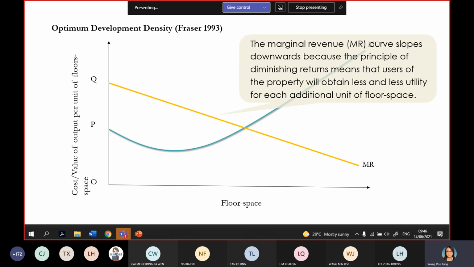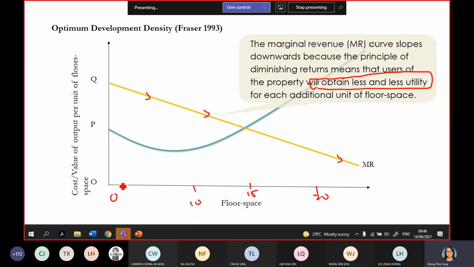Okay. And another one is the revenue, MR. The curve is sloped downward. Can you see? Slope downward. So here 0, 10, 15, 20. Due to the principle of diminishing returns, the user of the property will obtain less and less utility. Okay, so meaning to say that the higher you build, the less floor space you can rent out.